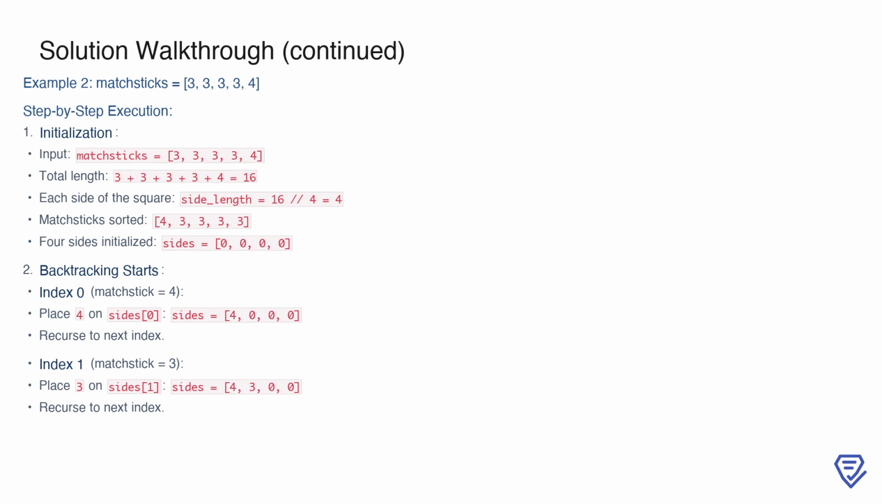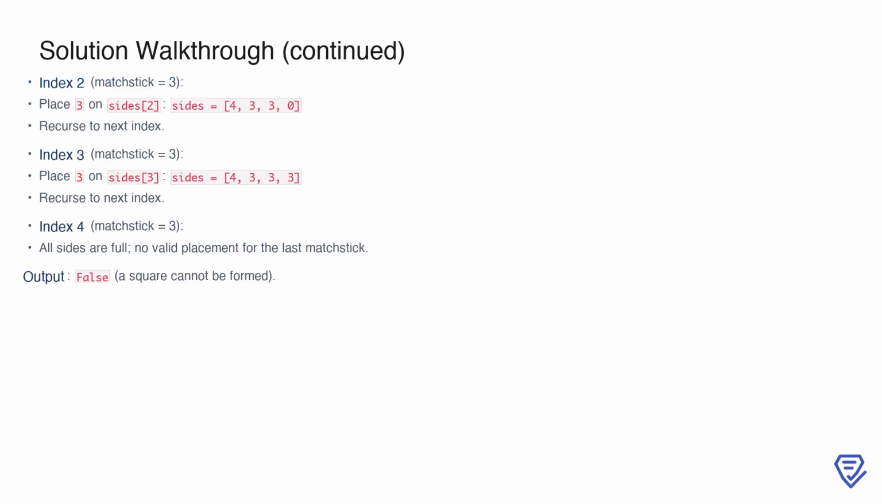Sorting the matchsticks results in 4, 3, 3, 3, 3, and we initialize the sides as 0, 0, 0, 0. Starting with the largest matchstick, 4, we place it on the first side, updating the sides to 4, 0, 0, 0. Next, we take the first 3 and place it on the second side, resulting in 4, 3, 0, 0. The backtracking process continues from here to explore further placements.